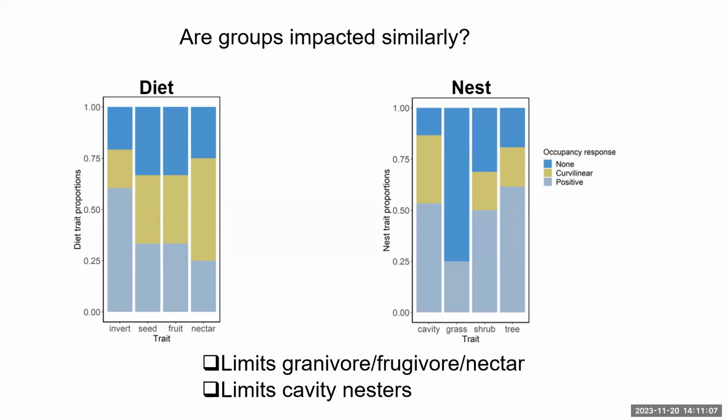So what I want to direct your attention to is diet groups such as things that eat seeds, fruits, and nectar. A lot of species there exhibit that peak response. So they might be impacted disproportionately by increasing shrub cover in the system. The same thing with nesting groups, things like species that nest in cavities, for example, might be disproportionately affected by increasing shrub cover.